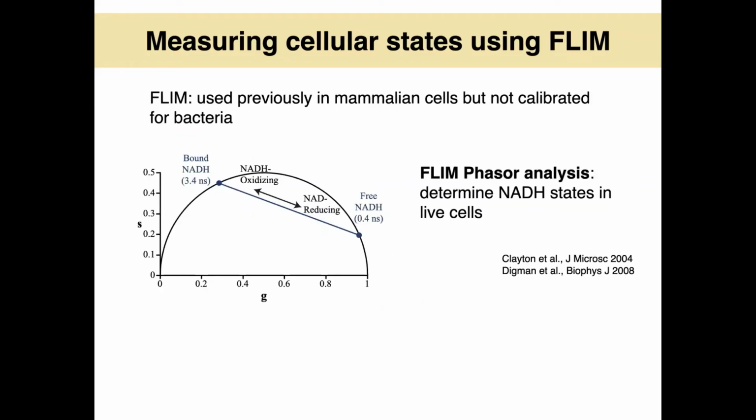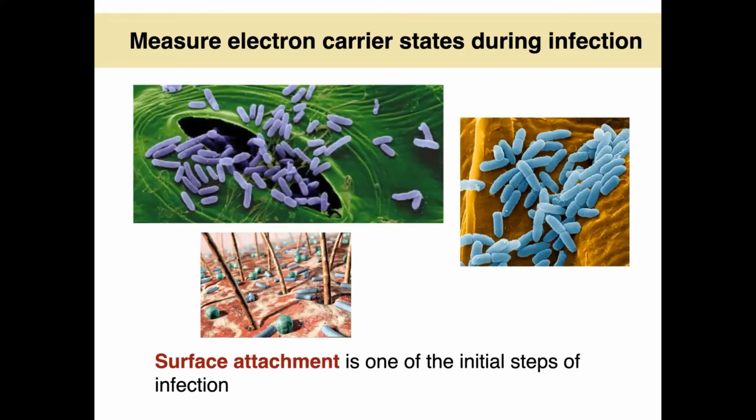Using a Fourier transform, we can map NADH states onto what we call a phasor, doing this phasor analysis. NADH that is bound to a protein will map to one place, and NADH that's free will map to a different place. This allows us to determine what state the electron carrier is in inside a living organism. So it brings us closer to this ability to use a multimeter and just see what the electron flow is like inside this living organism.